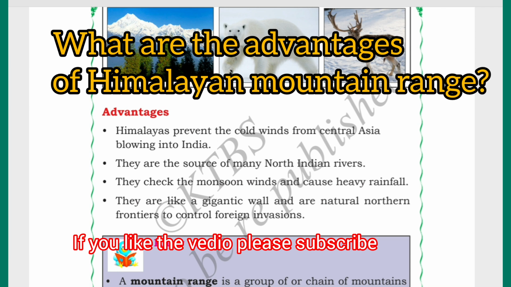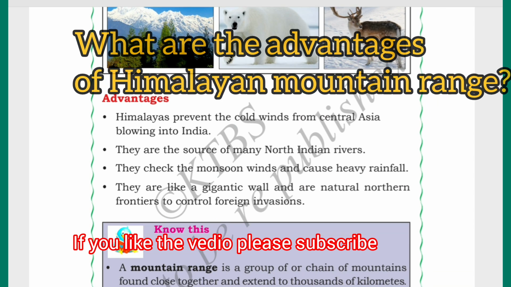Himalaya prevents the cold winds from Central Asia blowing into India. They are the sources of many North Indian rivers. They check the monsoon winds and cause heavy rain. They are like a gigantic wall and are natural northern frontiers to control foreign invasions.